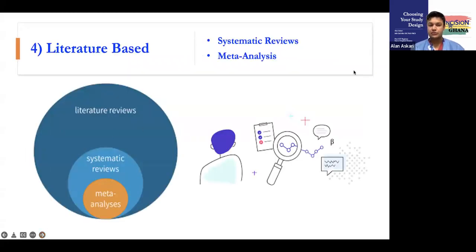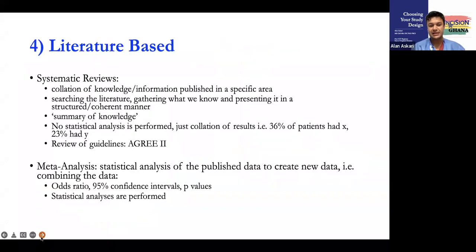That moves us on to literature-based studies, which are perhaps in some ways the quickest and easiest things to do. And I know from the slide that was shown by InciSioN at the beginning by the faculty that there are already plans underway to undertake some systematic reviews and meta-analyses. So what is a systematic review? Well, broadly speaking, a systematic review is a collation of knowledge and information published in a specific area.